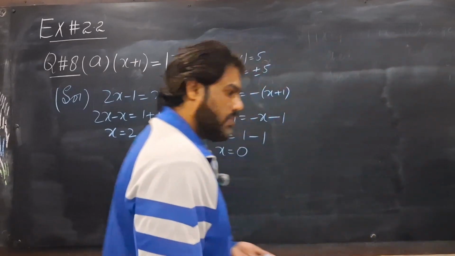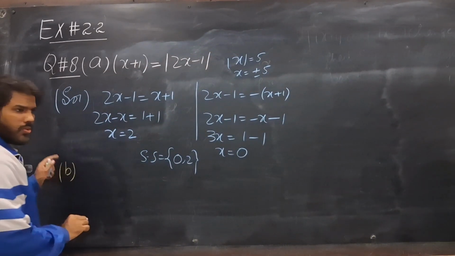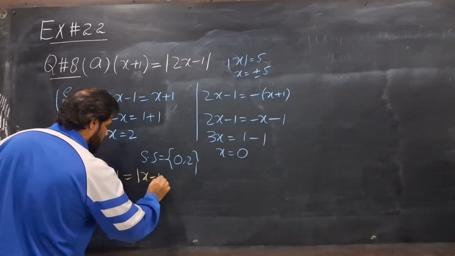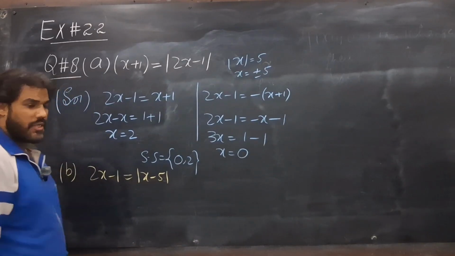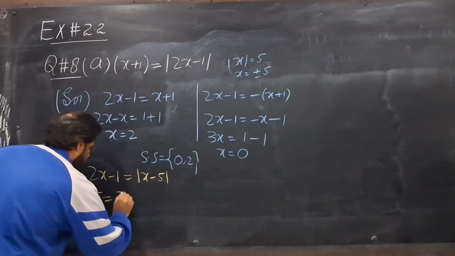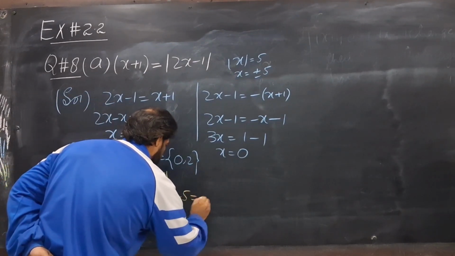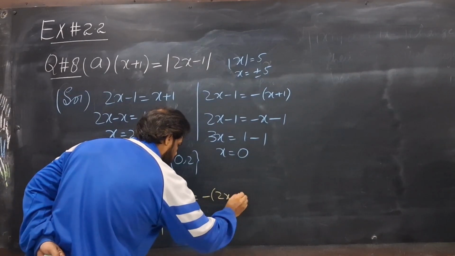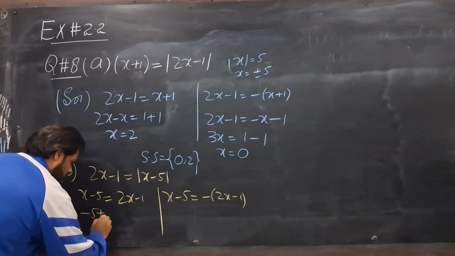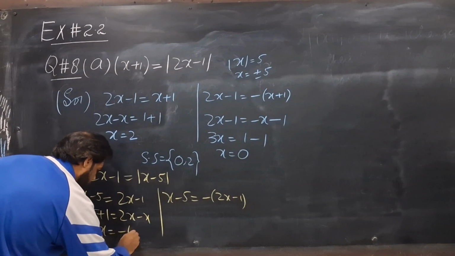The B part is also very simple. 2x minus 1 is equal to absolute x minus 5. Again, we have the following two possibilities. Either x minus 5 is equal to 2x minus 1, or x minus 5 is equal to minus 2x minus 1. This can be written as minus 5 plus 1 is equal to 2x minus x. x is equal to minus 4.